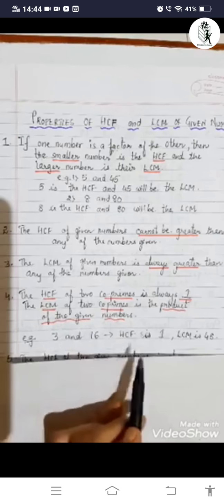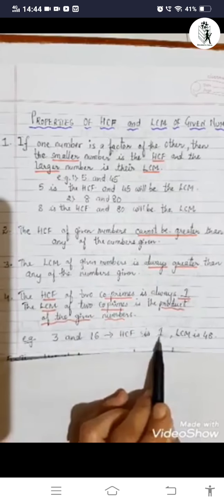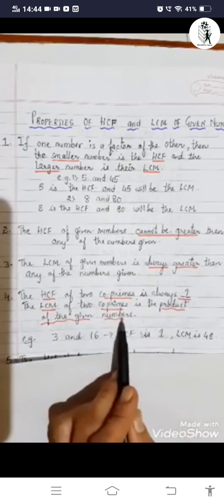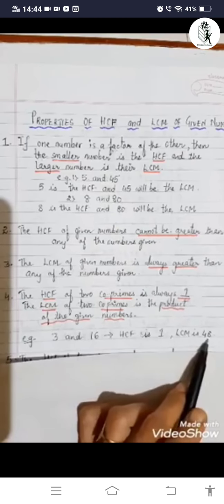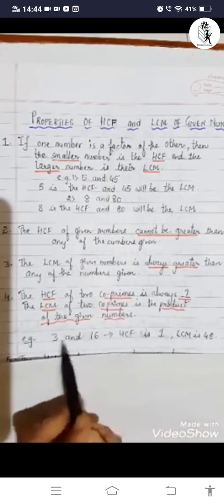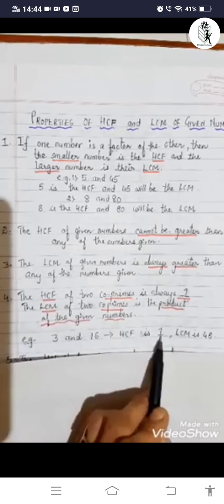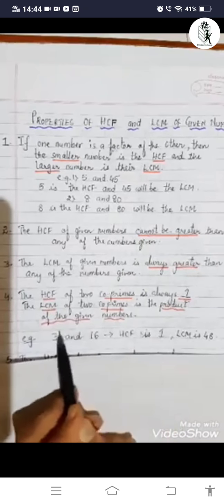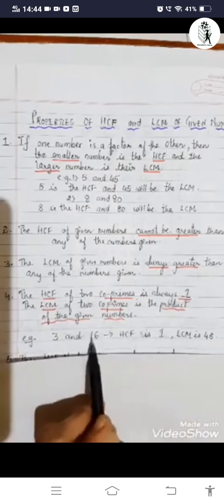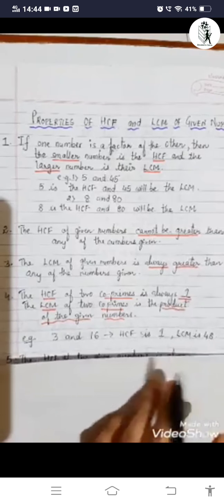In such a case, their HCF is 1 and their LCM is the product of the given numbers. That means 16 threes will become 48. I repeat, the HCF of co-prime numbers is always 1 and the LCM of such co-prime numbers is the product of the given two numbers. Here the LCM will become 48, that is 16 threes.